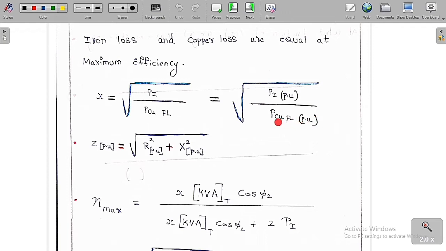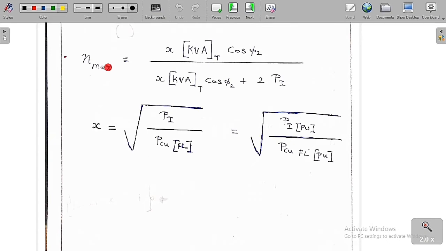I have already told you the copper loss at full load in per unit value is equal to R per unit. Then what is the value of Z per unit? Z per unit is equal to the square root of R per unit whole square plus X per unit whole square. So if you take the per unit values, we get the per unit value. Then what is the maximum efficiency?